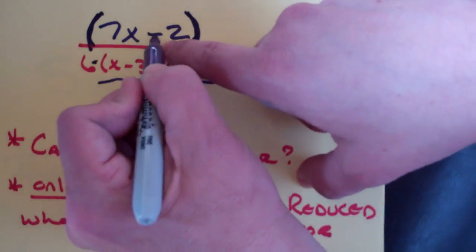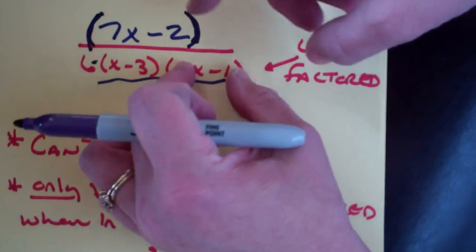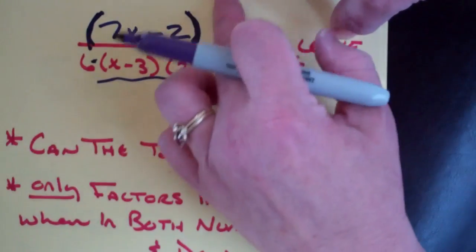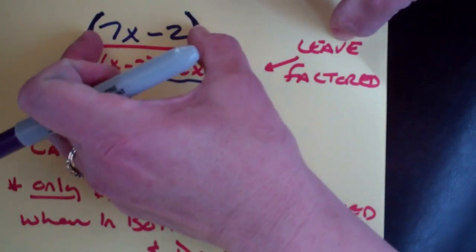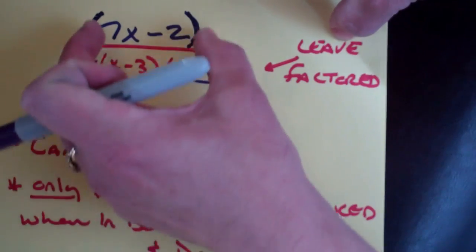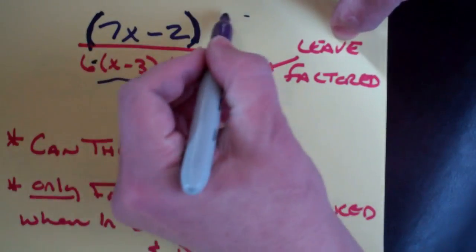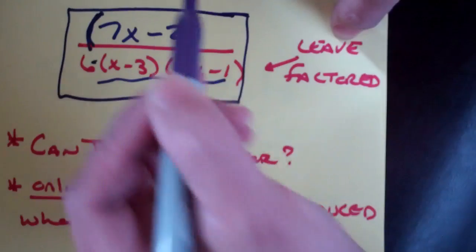If this factor, 7x minus 2, was down here, I would be able to cancel the whole thing, leaving a 1 on top. But because I don't have a complete identical factor to 7x minus 2 down here, this is my final solution.